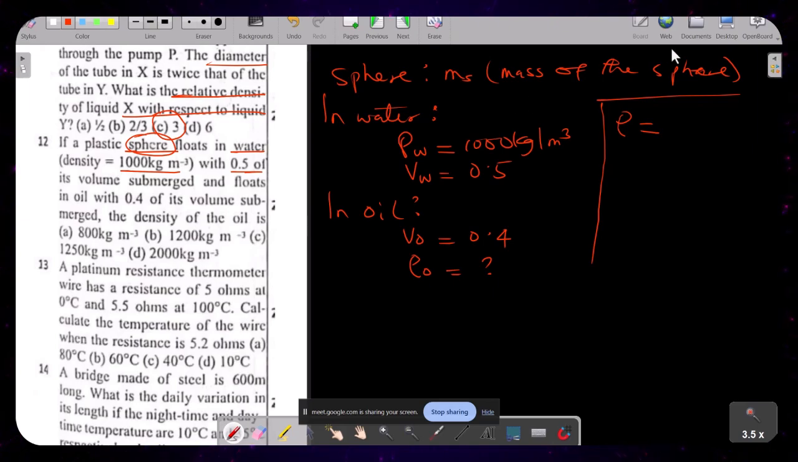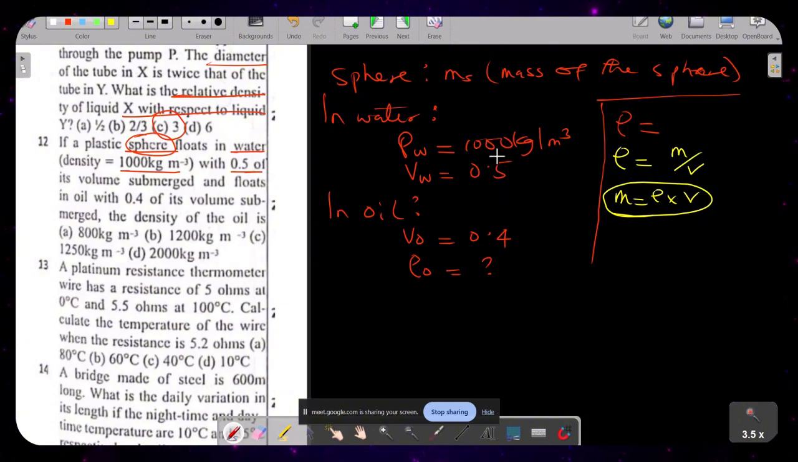Okay, so for this now, did you remember that the formula for density is mass over volume? So when you cross multiply, I can now say that my mass is equal to my density times my volume. This is the formula I'm going to have, and I can use this formula to solve this question.